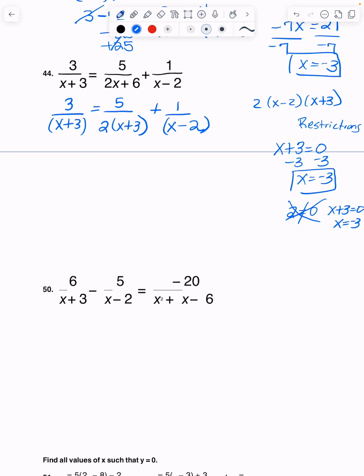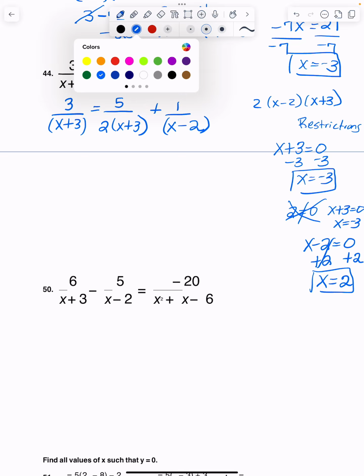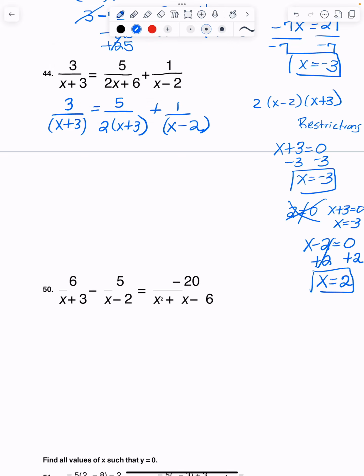The last denominator is x minus 2. So if we see the restriction there, we would set it equal to 0. And when solving for x, we see that if x was equal to 2, it would make this denominator equal 0. And so that would not be allowed. So I have 2 restrictions on the variable here. X cannot be negative 3, and x cannot be positive 2. So keeping that in mind, I'm going to go through and solve.